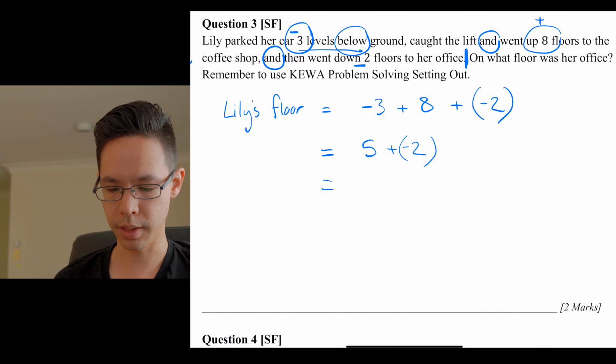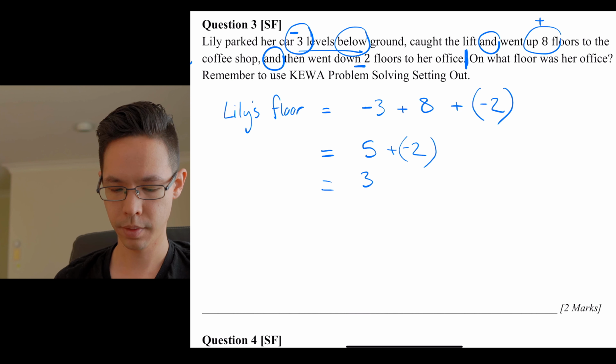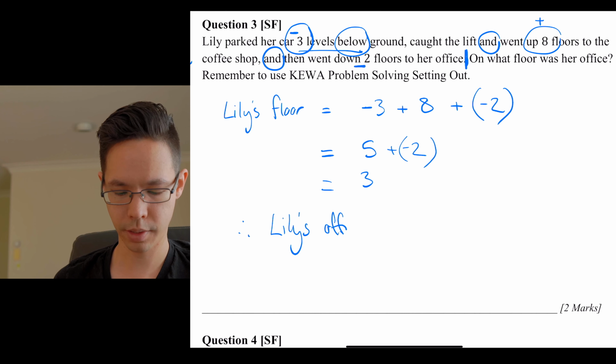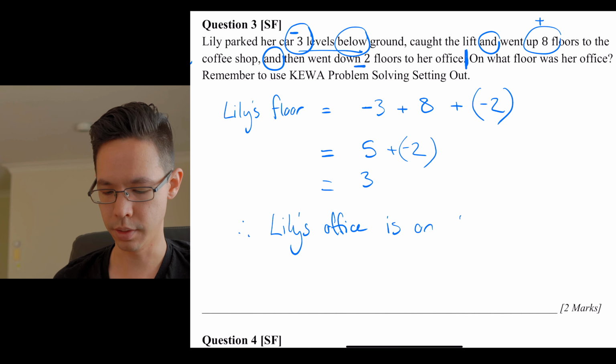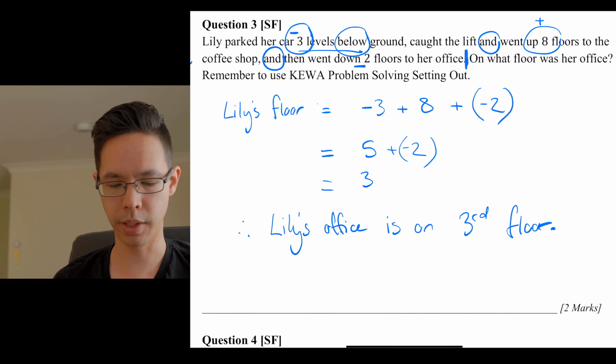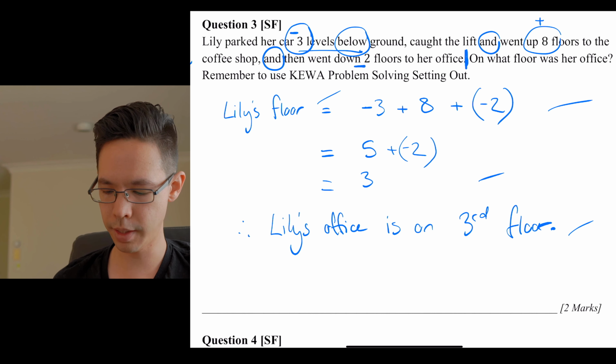And that should be 3. And then we show, therefore, Lily's office is on 3rd floor. Okay, so we get points for the key words you've set out here.